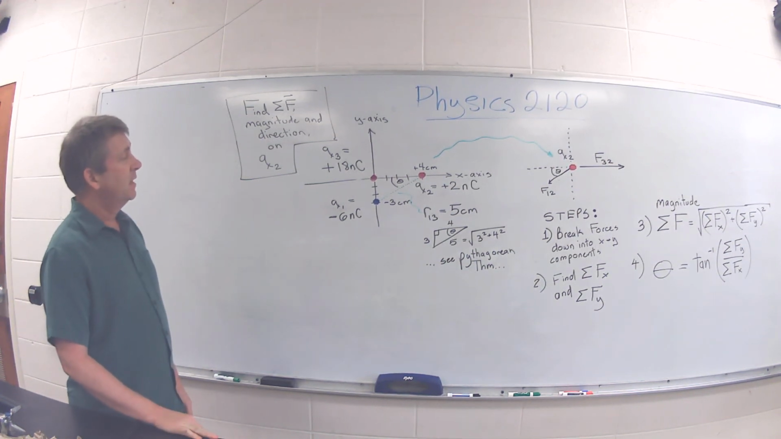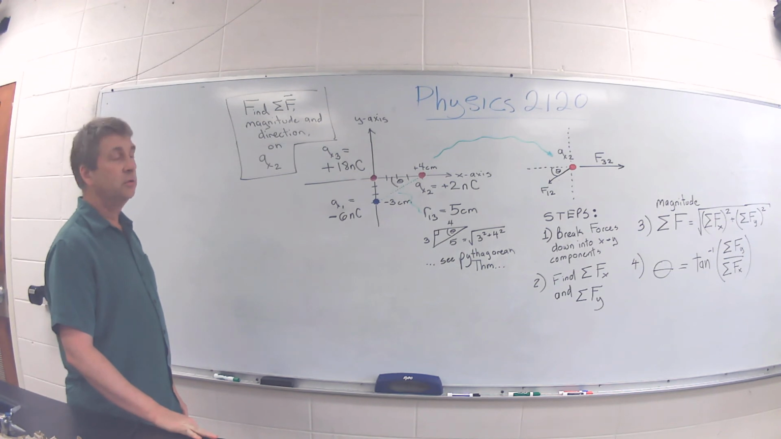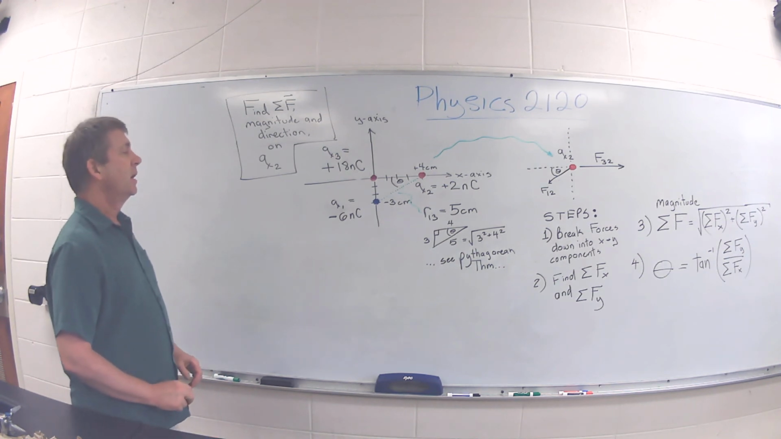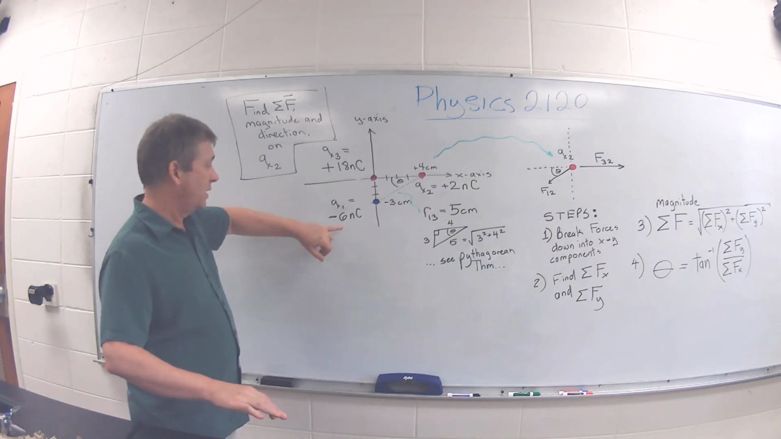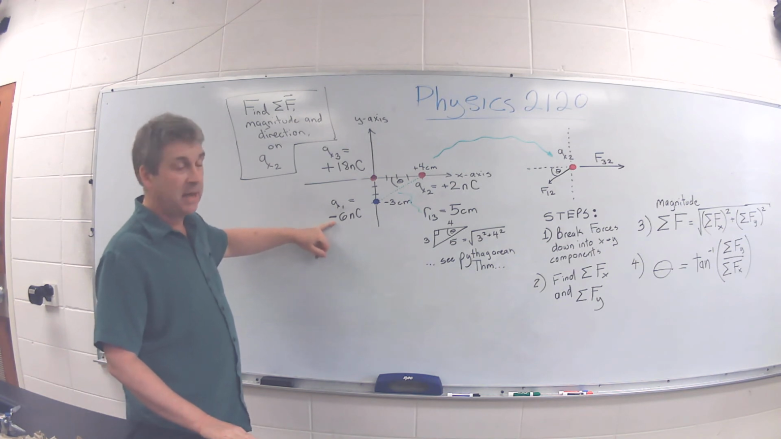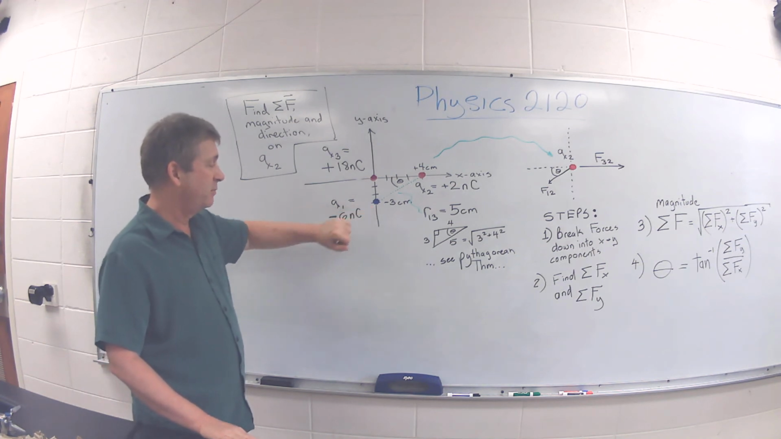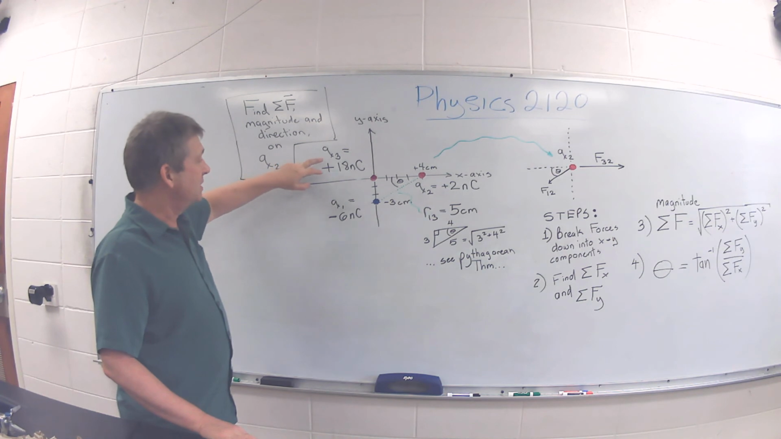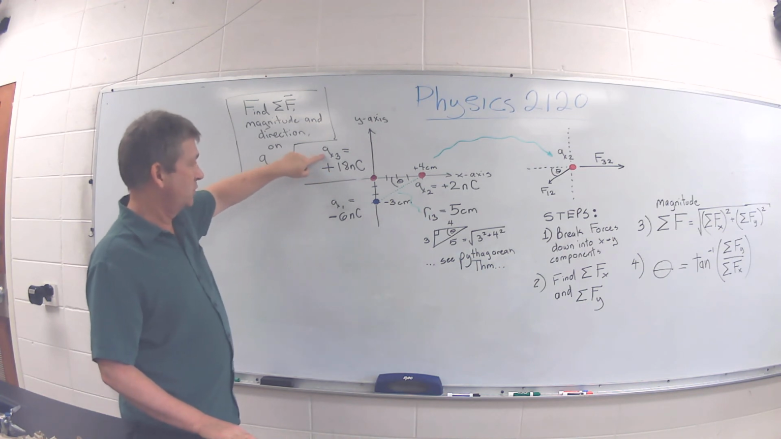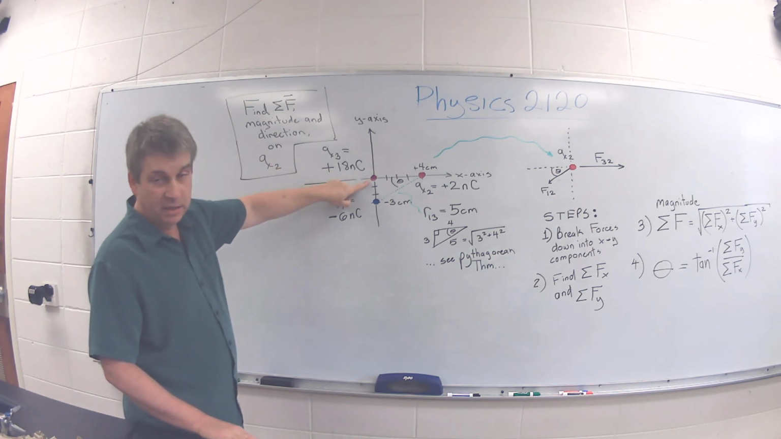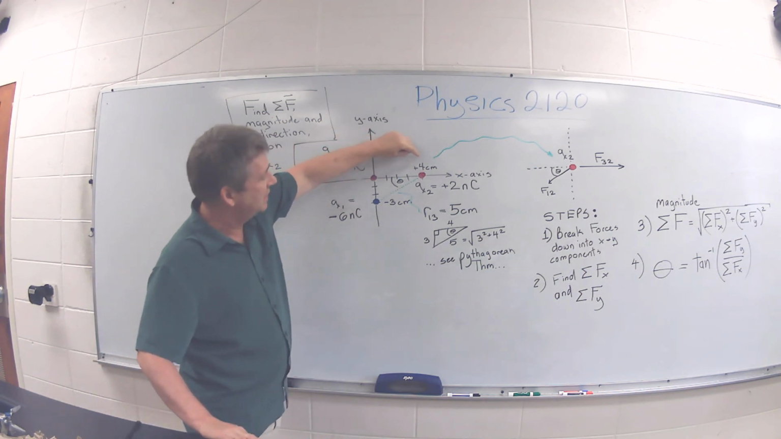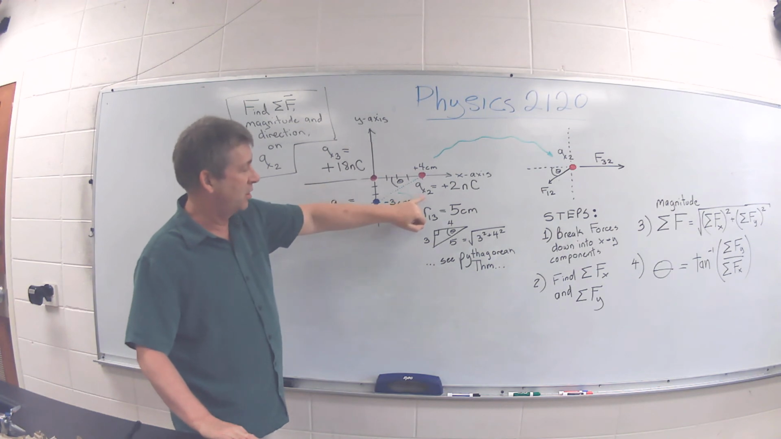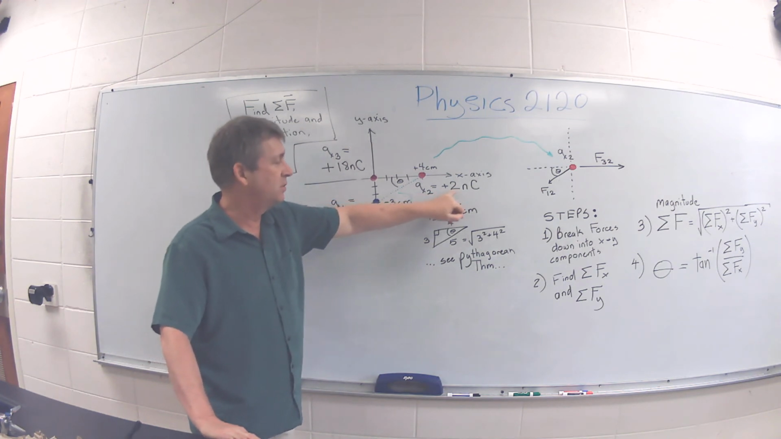PHYS2120. This video is about how to add forces that are not in a line. If we have three charges, let's say charge 1 is negative 6 nanocoulombs. You'll notice we're letting negative be blue. And positive 18 nanocoulombs for charge 3, right here in the center at the origin. And over here, 4 centimeters along the x-axis, we have charge 2, which is positive 2 nanocoulombs.